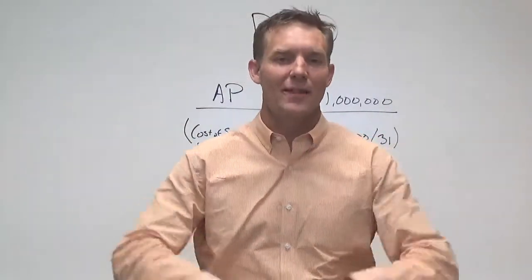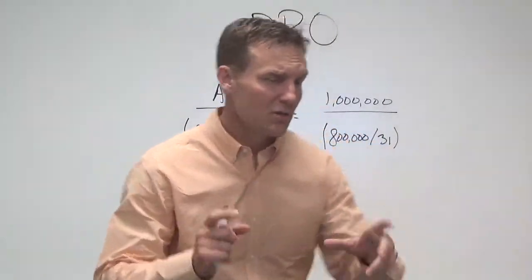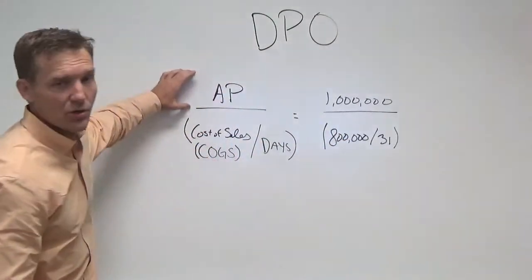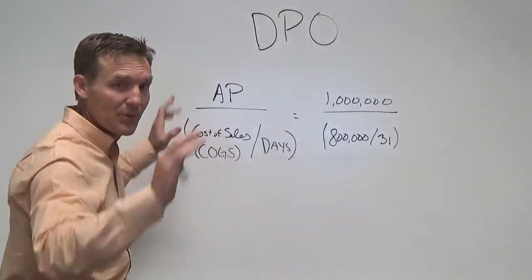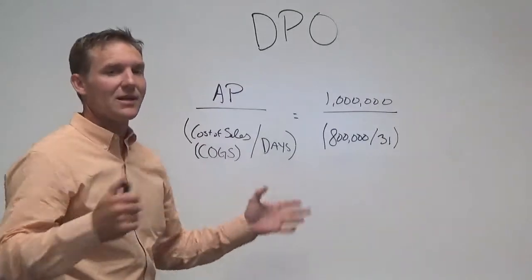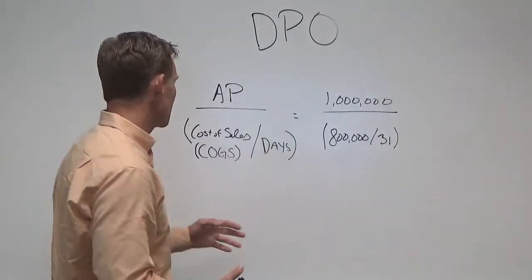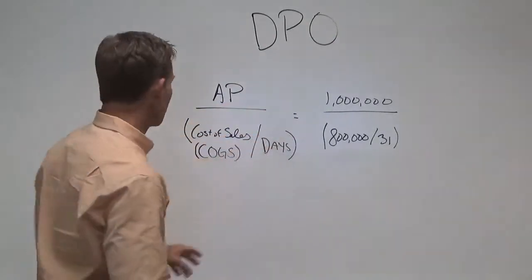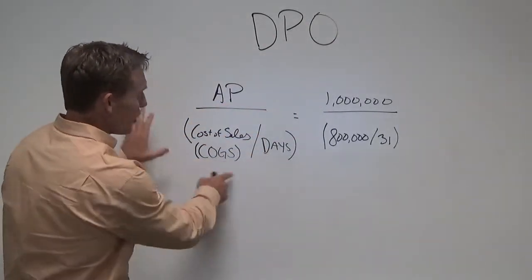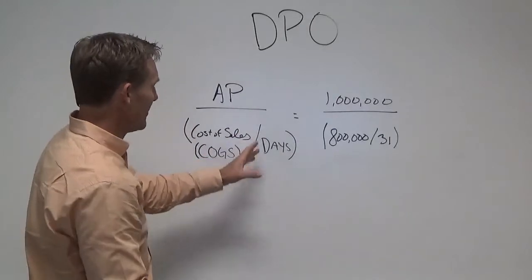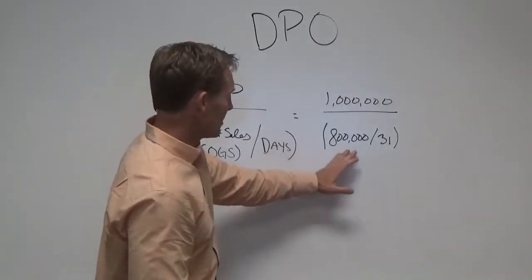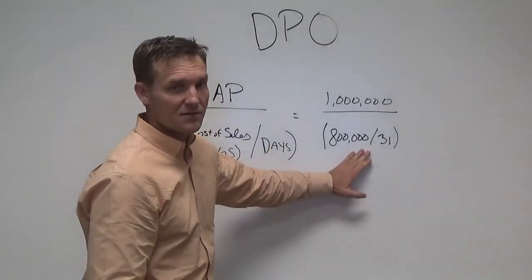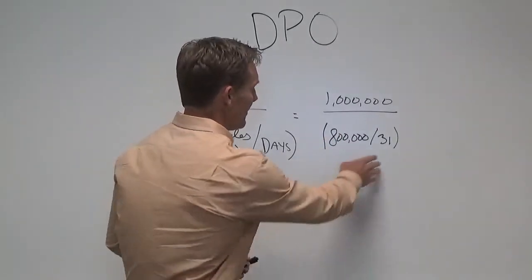I want to introduce the formula and then I want to introduce how we're going to use it. So the formula here is very simple. It's your current accounts payable for that period. In this particular case, let's take the end of January 31st. Take your current accounts payable, in this case, this business, it's $1 million. Then you take your cost of sales or cost of goods sold, same thing, and divide by the number of days. So in this case, our cost of goods sold for the period, or cost of sales for the period, was $800,000 divided by 31.